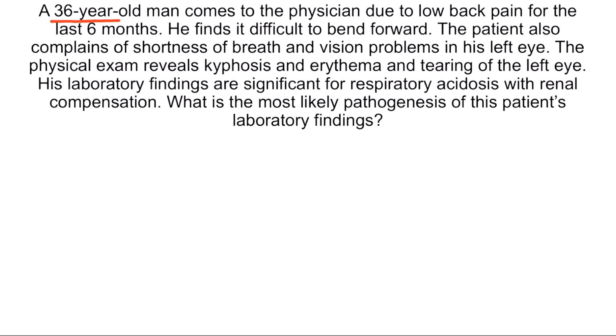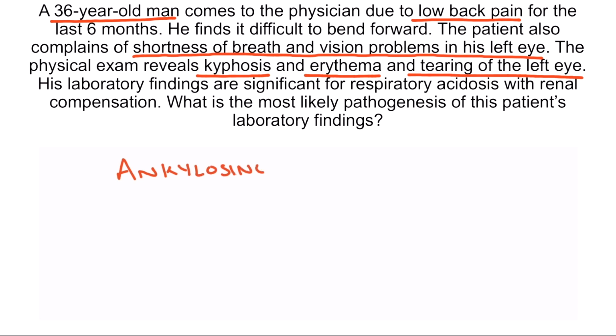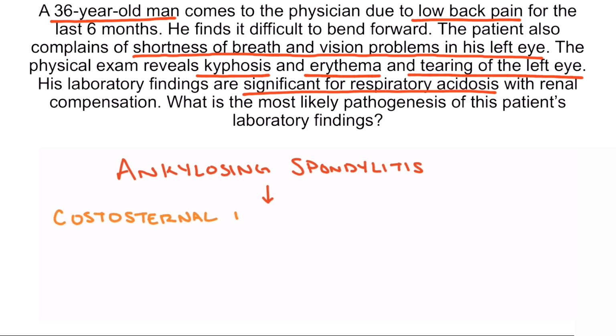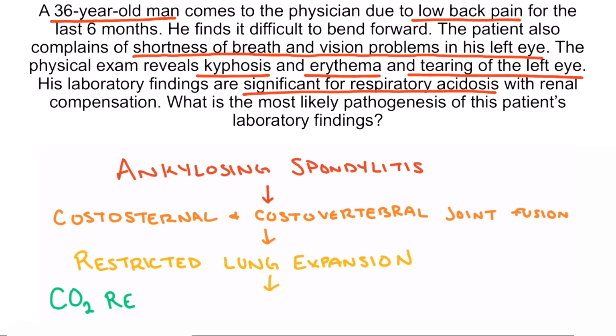This relatively young patient presents with low back pain. He also complains of shortness of breath and vision problems in his left eye. The physical exam reveals kyphosis and erythema and tearing of the left eye. All these findings are consistent with ankylosing spondylitis complicated by uveitis. This patient's lab findings are significant for respiratory acidosis. Respiratory acidosis in the setting of ankylosing spondylitis is due to costovertebral and costosternal joint fusion. Therefore, the rib cage cannot move freely during respiration, and the patient has carbon dioxide retention causing respiratory acidosis.